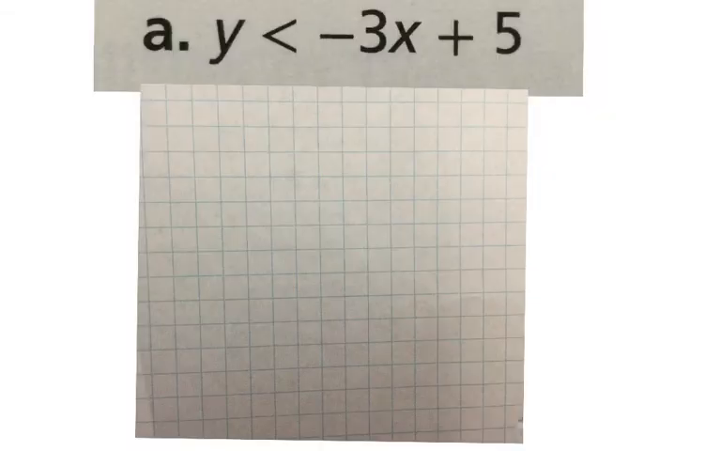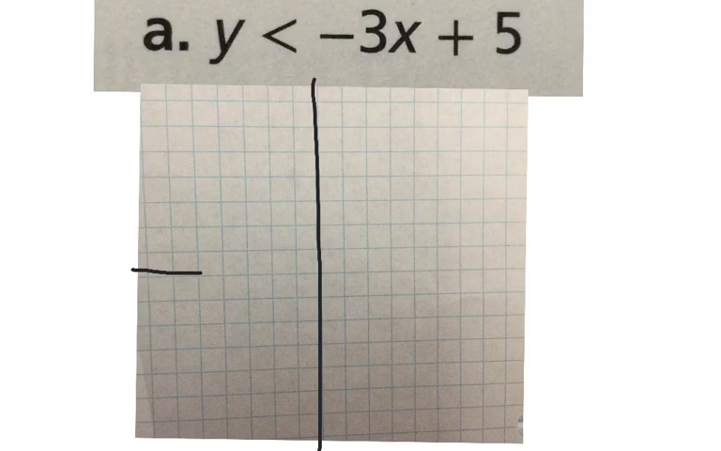Okay, so we're going to graph this one. y must be less than -3x + 5. So we're going to start by making our x and y axis. This is an inequality, and it has two variables. It has an x and a y. So I know I have to graph a line to show the solution to the inequality.